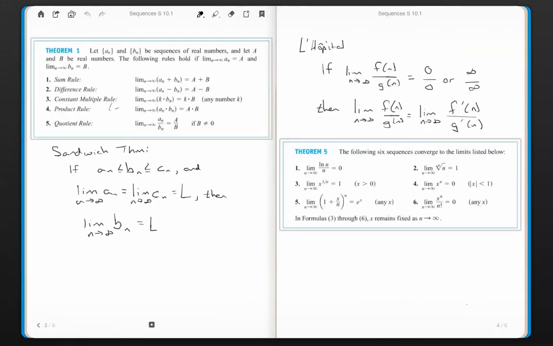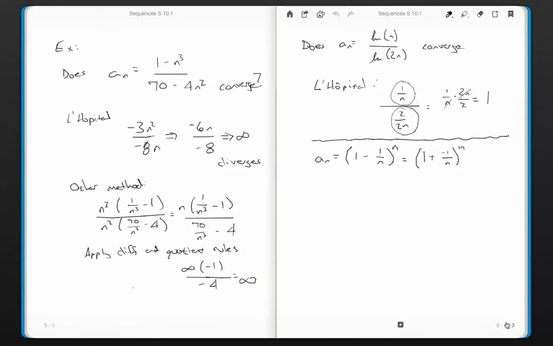So 1 plus x over n to the n equals e to the x. So when I go back to this guy, 1 plus negative 1 over n to the n, that's going to equal e to the negative 1, which equals 1 over e. Good, so that one converges. It looks a little bit like one of our tools that we've got.